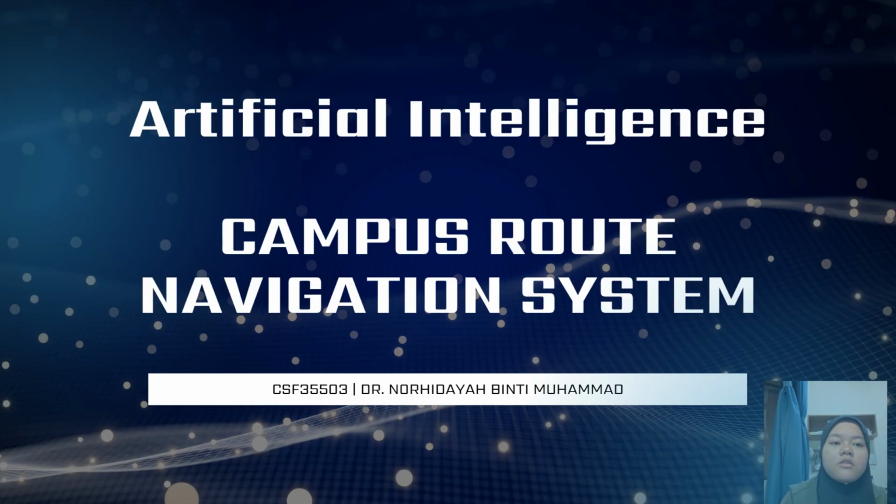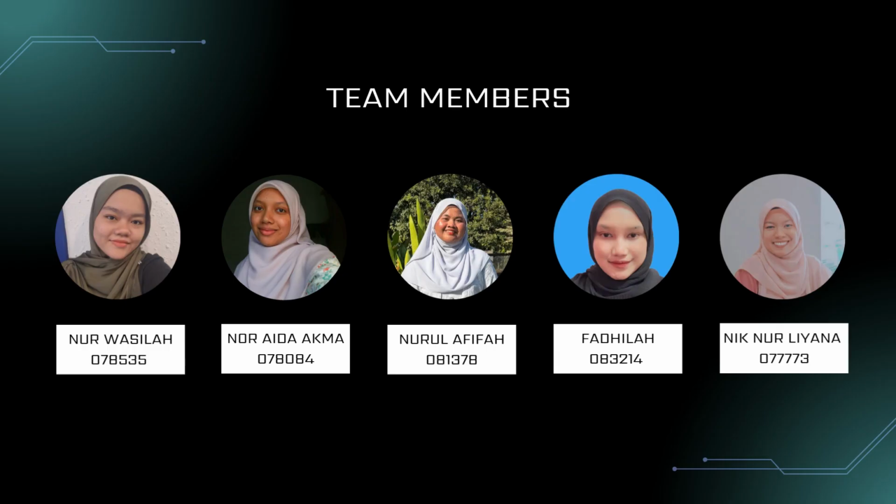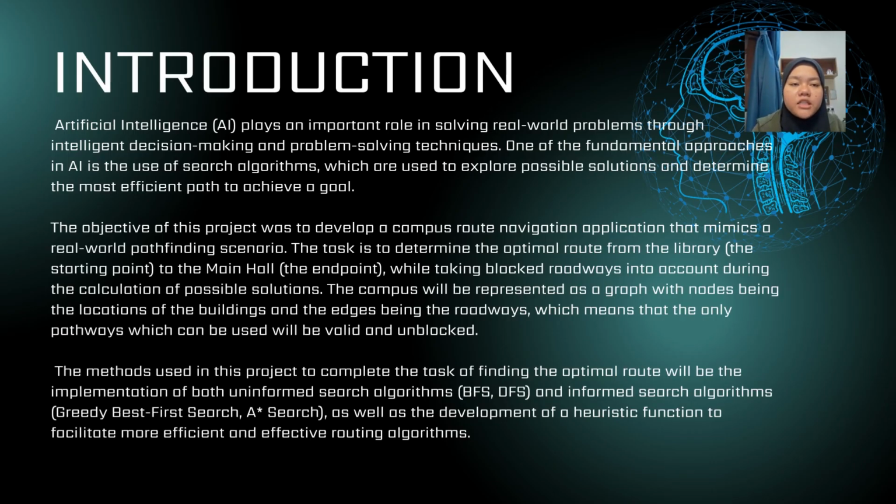This project focuses on how AI search algorithms can solve pathfinding problems in a campus environment. The objective of this project is to find the best route from the library, which is the initial state, to the main hall, which is the goal state, and the campus contains several connected buildings and some blocked roads that cannot be used. Therefore, search algorithms are applied to explore and determine the valid path to the destination.